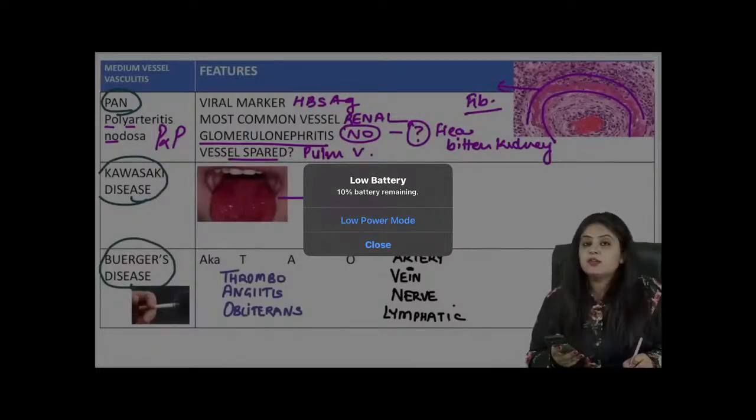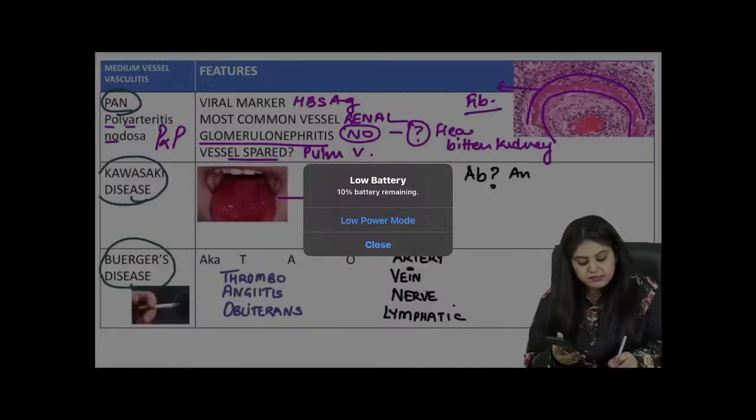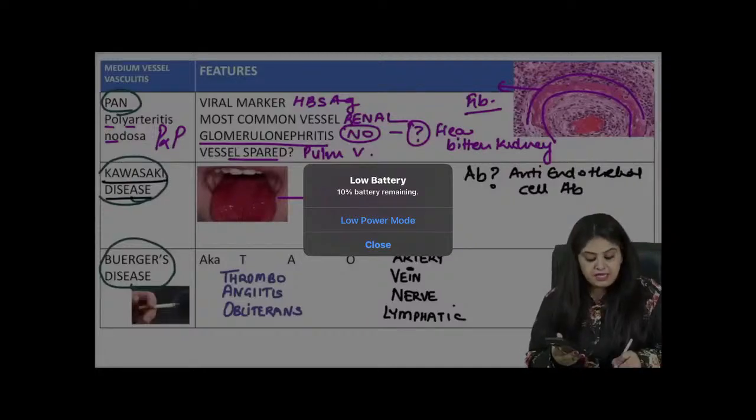I hope you remember we had a mnemonic called flea-bitten kidney. We hate PSM, which I will be teaching you today. P is polyarteritis nodosa. It shows you flea-bitten kidney. What is the vessel spared? So the pulmonary vessel is not going to be affected. Necrosis we have already seen. This is a case of fibrinoid necrosis. So this is also settled.